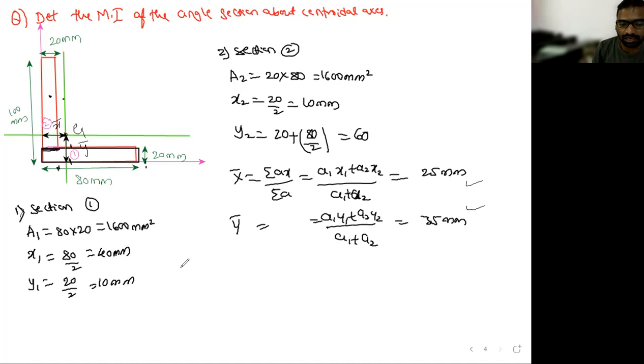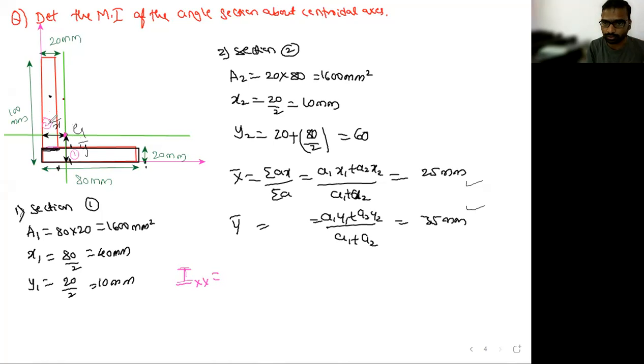What is my intention? I have to determine the moment of inertia, the I value. About which axis? About the centroidal axis; IXX and IYY I have to determine. If it is a simple figure, you say BD cubed by 12, but it is a composite section. The centroid is here. So first I have to determine the moment of inertia for plate 1 and shift it from plate 1 to G.